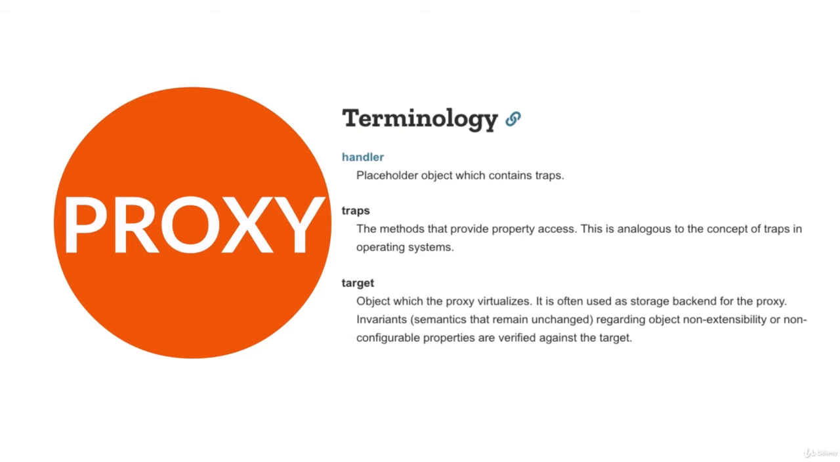Handler is an object that contains traps. Traps are methods we use to intercept user operations and redefine the results of those operations. There are 13 trap methods. Their names are the same as the 13 reflect methods. Target is the object, function, and constructor we want to proxy.